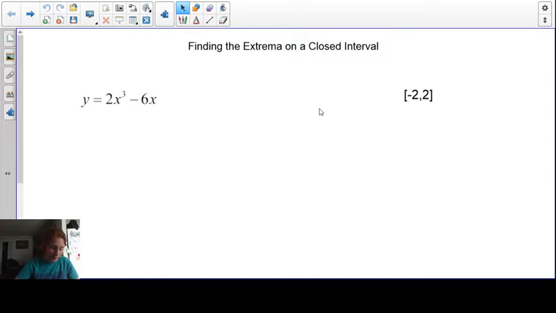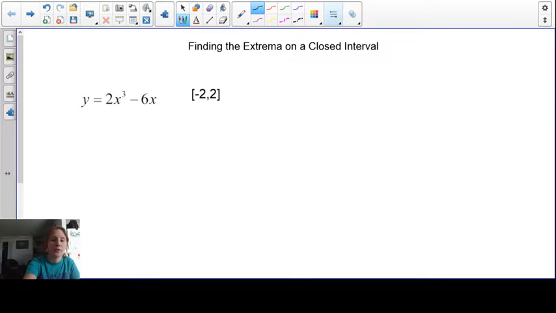Alright guys, let's go ahead and start with finding extrema. So we're going to find this extrema on this closed interval. Same idea as what we've been doing in the past few videos. We're going to start by taking the derivative. So y prime will be equal to 6x squared minus 6.